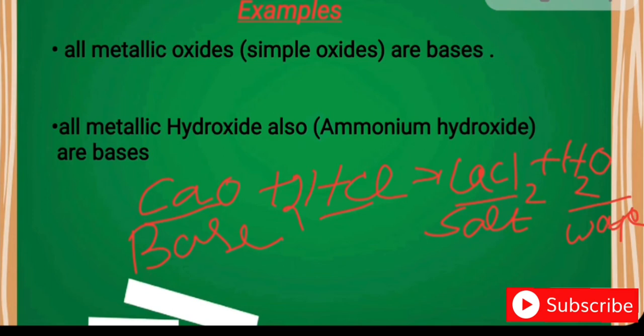All metallic hydroxides, like also your ammonium hydroxide, are bases. All metallic hydroxides like sodium hydroxide, you have checked now, sodium hydroxide when reacting with hydrochloric acid forms sodium chloride and water. So as sodium hydroxide reacts with acid to form salt and water, it is base. So these are the common examples of the bases.